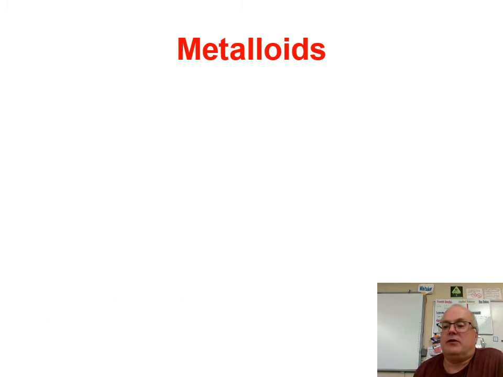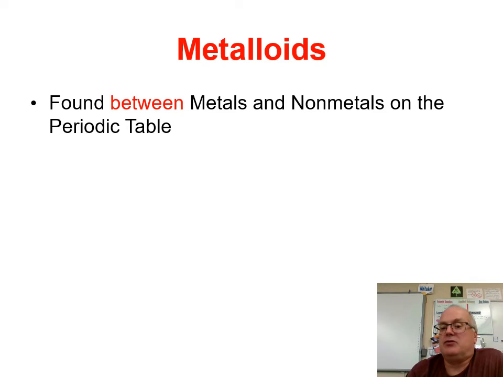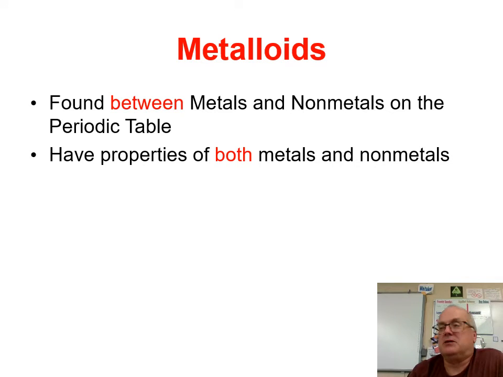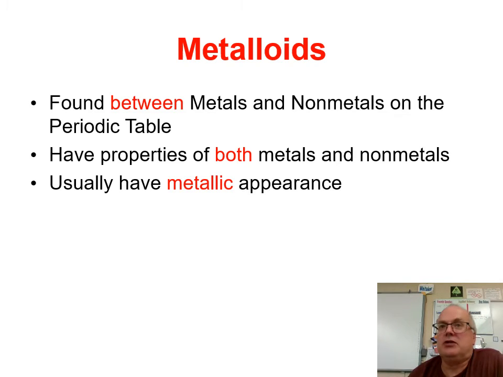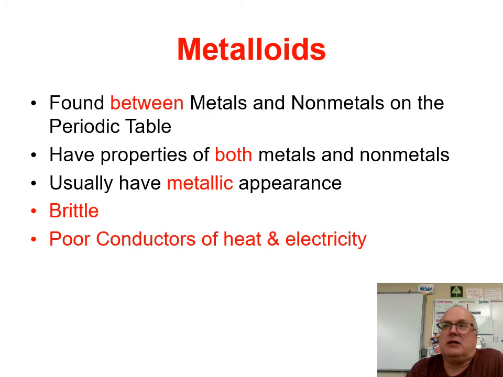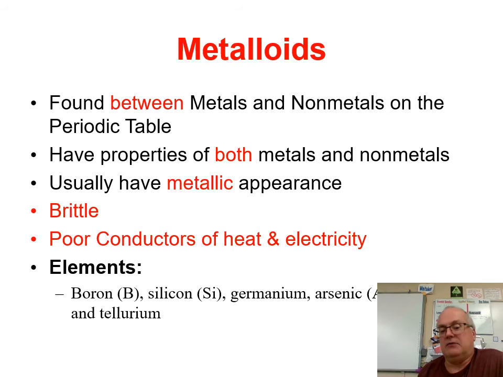Metalloids are the third group. They're the least present on the periodic table. They're the group found between the metals and nonmetals. They have properties of both, so they're kind of in between. They're usually like a metal in the sense that they have that metallic appearance, with luster, and are shiny. But if you were to try to pound them flat like a metal, they would be brittle like a nonmetal. They would shatter and break. They don't conduct heat and electricity very well, so they're more nonmetal in that respect. And there are only a few elements.